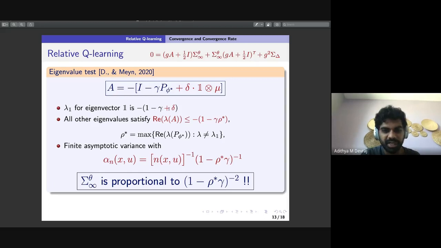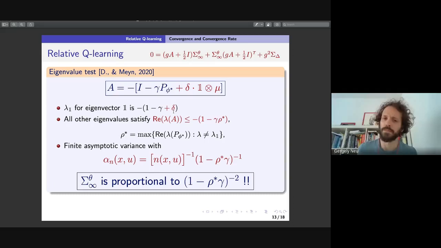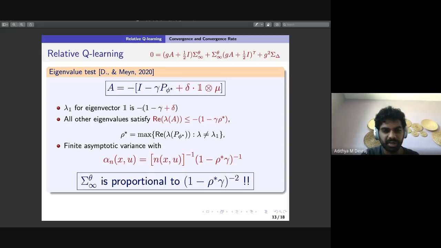So the thing is, if delta equals 0, which is what happens in Q-learning, then this eigenvalue becomes minus of 1 minus gamma. The largest eigenvalue, with the largest real part, of this matrix A will be equal to minus of 1 minus gamma. And you need to use a step size of, again, 1 over 1 minus gamma to scale it back to something that's smaller than minus half.